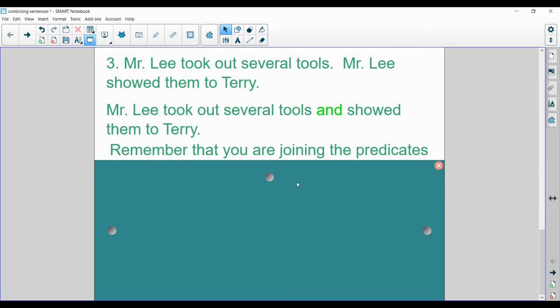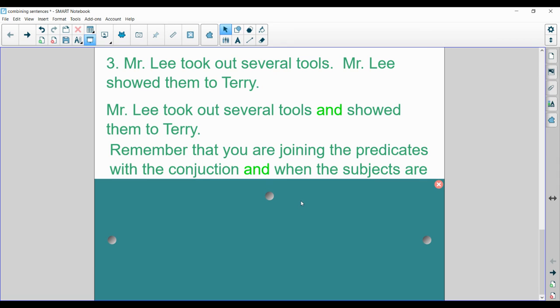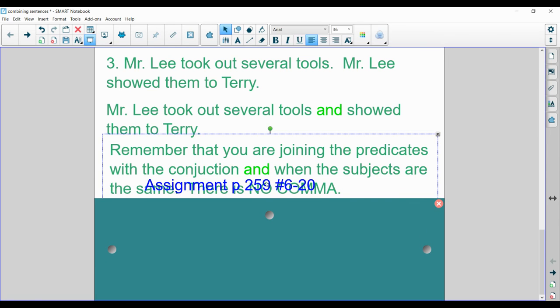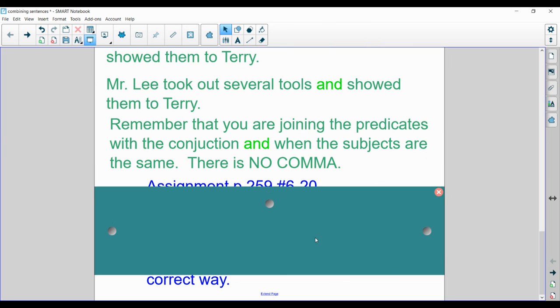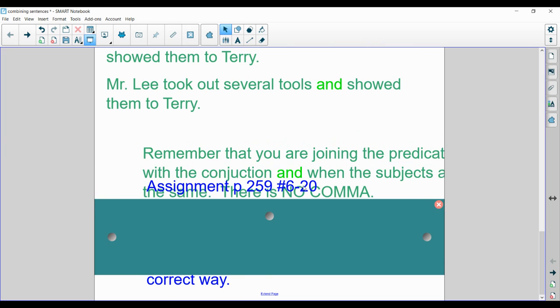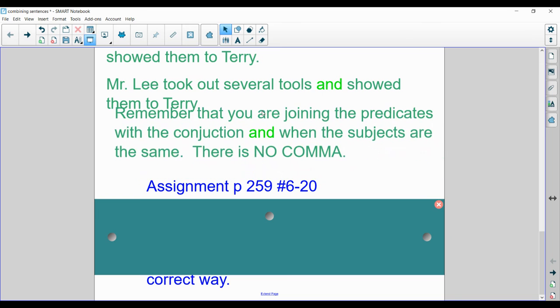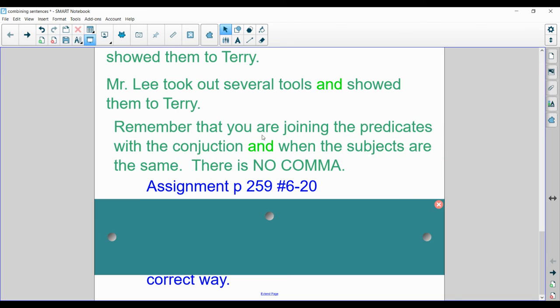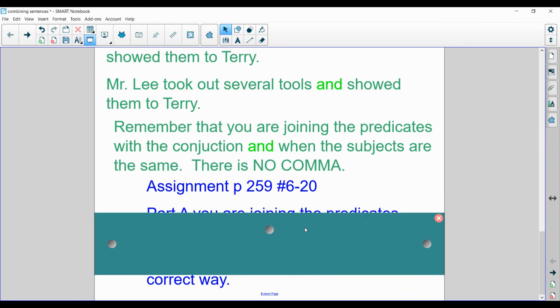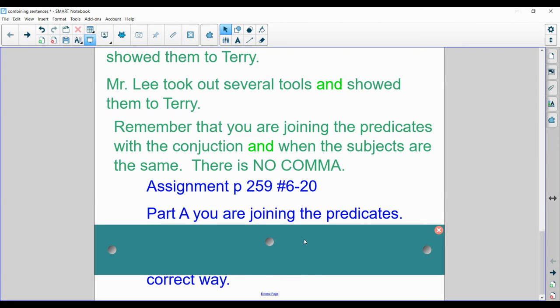Okay. Remember that you are joining the predicates with the conjunction and when the subjects are the same and there is no comma. The only time you use a comma is when you're making compound sentences. There is no comma. So your assignment today is page 259, number 6 through 20. Be careful. Part A, you are joining the predicates, just like the examples here.